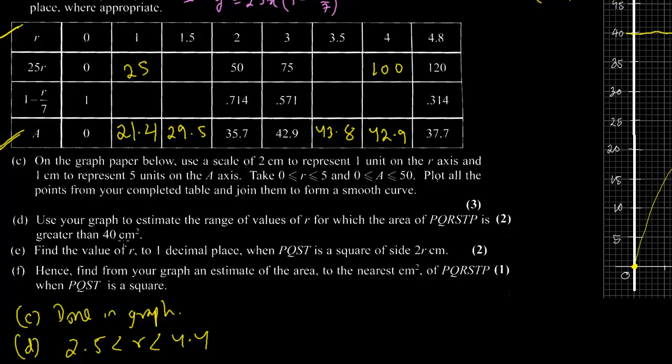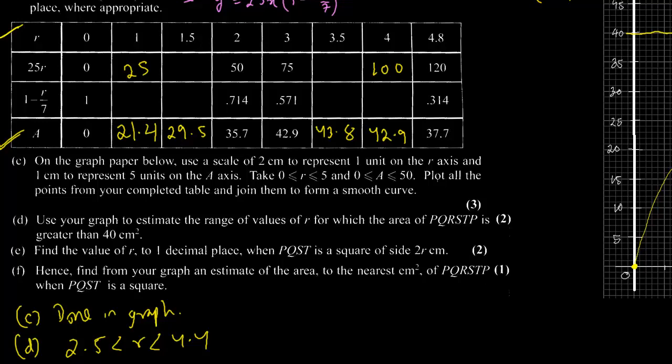Next, question number E. Find the value of R to 1 decimal place if a square of side 2R centimeter. So if this is a square, they did not say from your graph. So this is a different question. This is an irregular question. We don't have to use the graph.